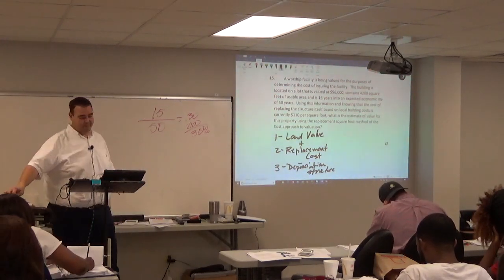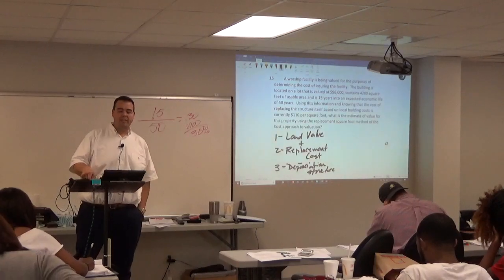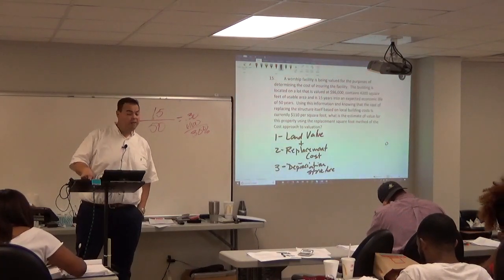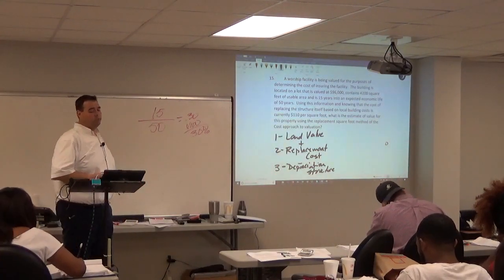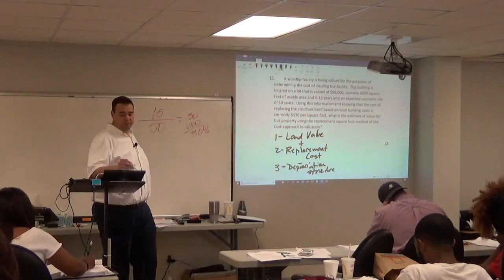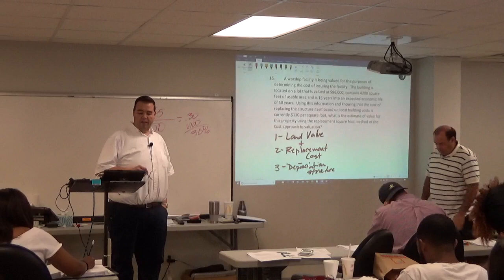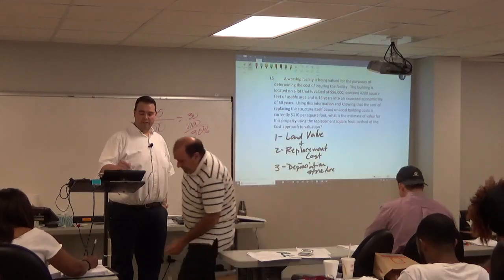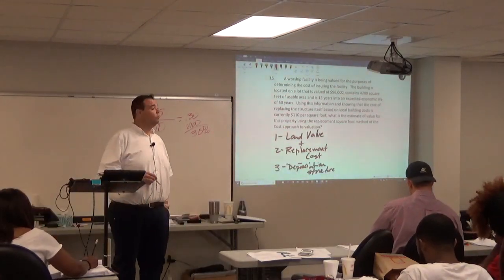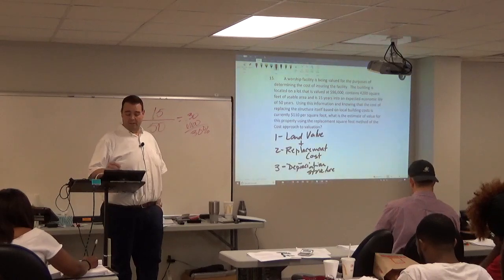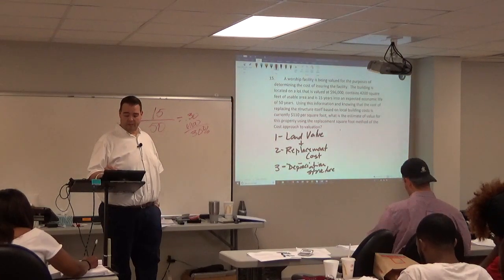Step 1, land value. What do they tell us about the land value in question number 1? Because the worship facility is being valued for the purpose of determining the cost of insuring the facility. The building is located on a lot that's valued at $96,000. So, what am I going to do with that? Put it in the land value. I'm going to put it down over here, $96,000. Did that.